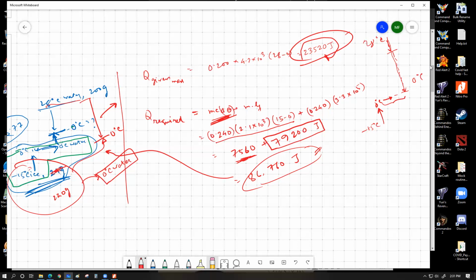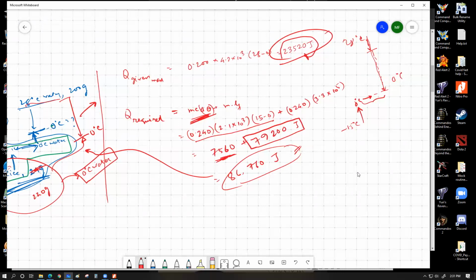So let's try and find out how much ice would be melted. This is pretty simple to do. Let me show you. For the increase of the temperature of the ice to 0 degrees Celsius, this much amount of energy would be absorbed. So if I subtract this amount from this amount, so if I just do this, 23520 minus 7560, which gives me how much?